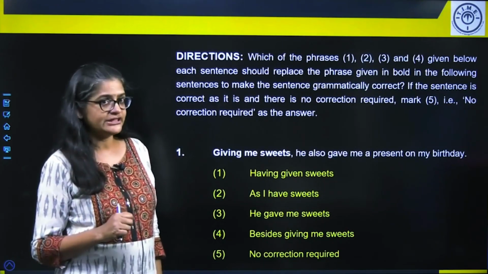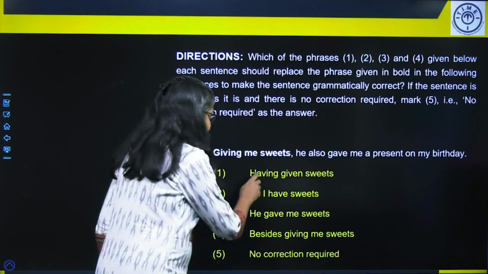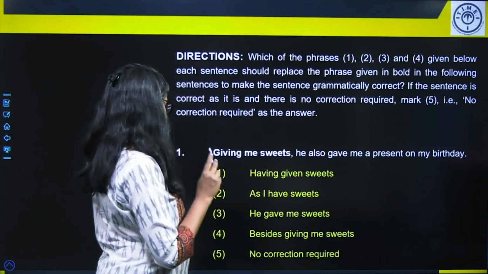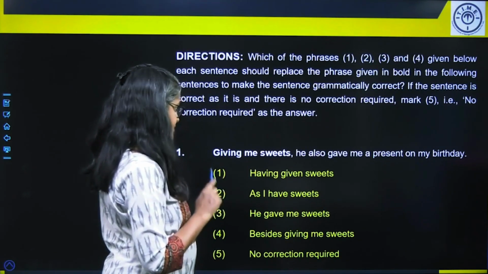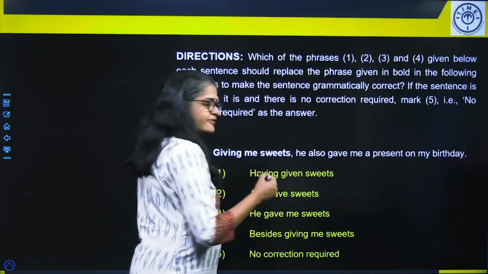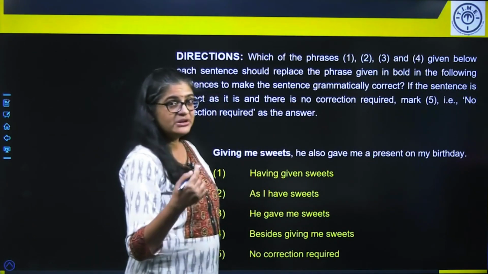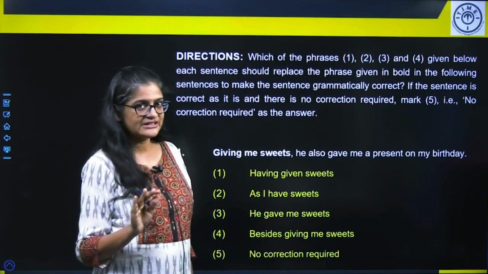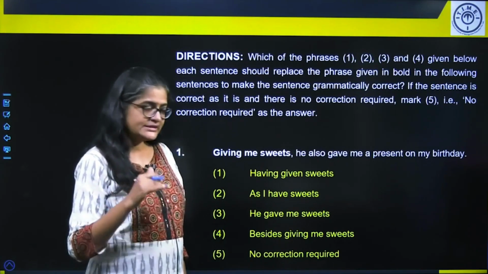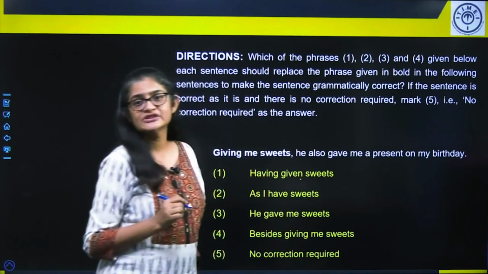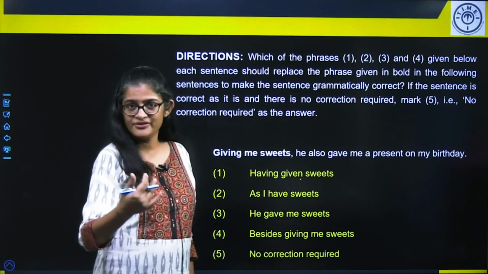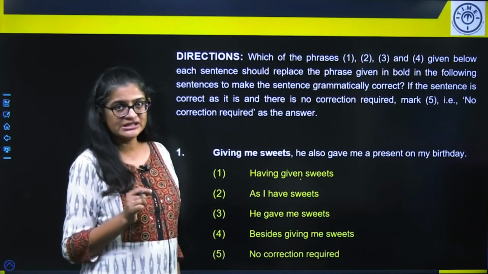Let us look for a better option. Having given sweets, he also gave me a present on my birthday. Having given me sweets would have been perfect. Having given me sweets, he also gave me something else. But having given sweets is not correct. We don't know whom he gave it to. That me is missing. The object is missing.